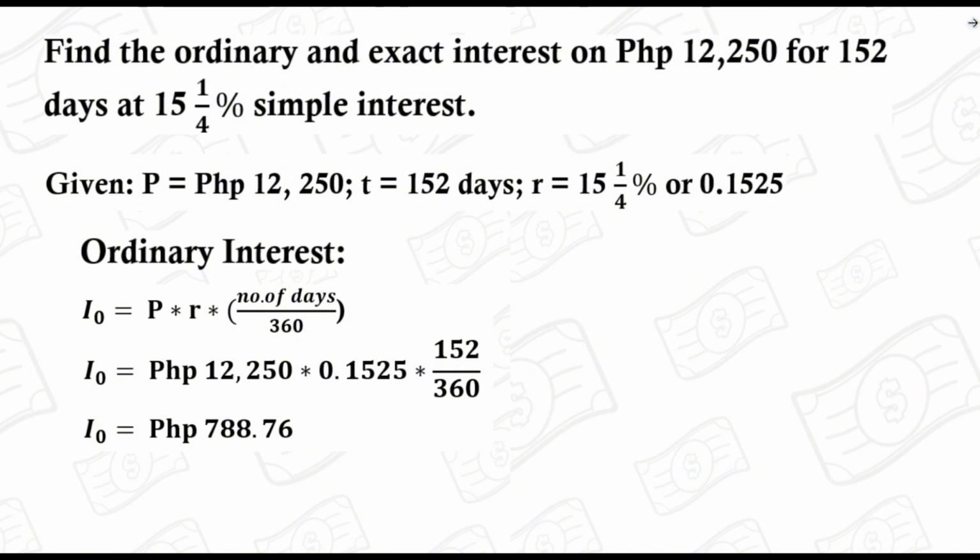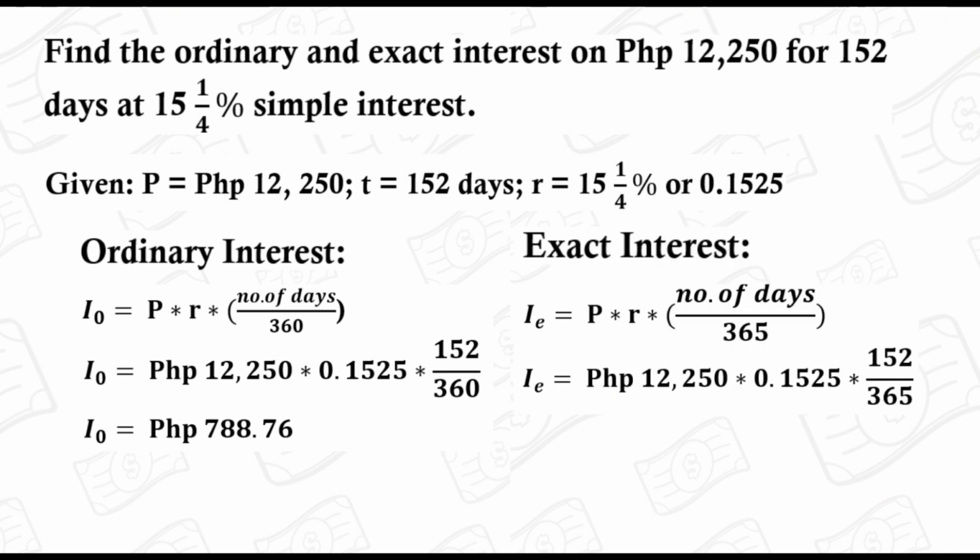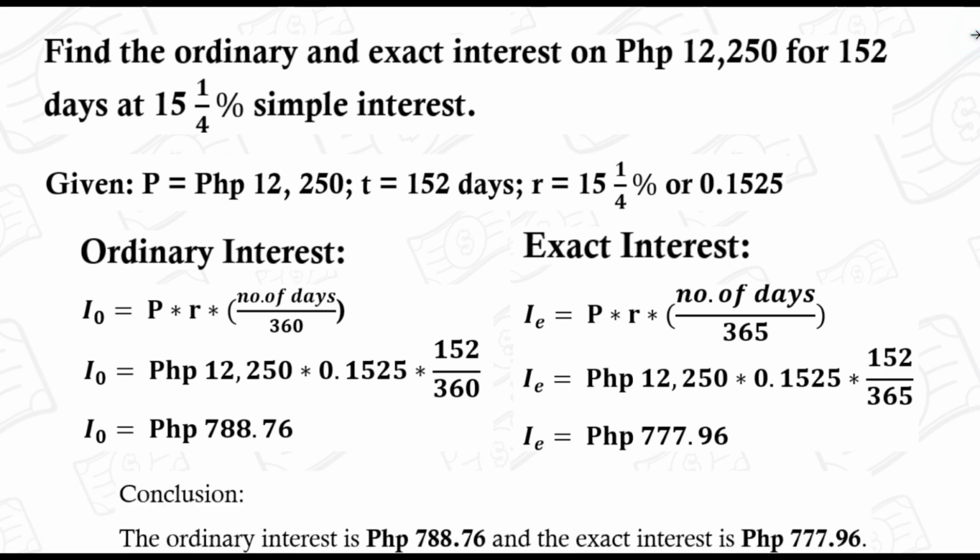Now we substitute again the given values into the exact interest formula. Multiply 12,250 pesos times 0.1525 times 152 over 365. Now the exact interest is 777 pesos and 96 centavos. Thus, the ordinary interest is 788 pesos and 76 centavos, and the exact interest is 777 pesos and 96 centavos. As you can see, ordinary interest is greater than exact interest.